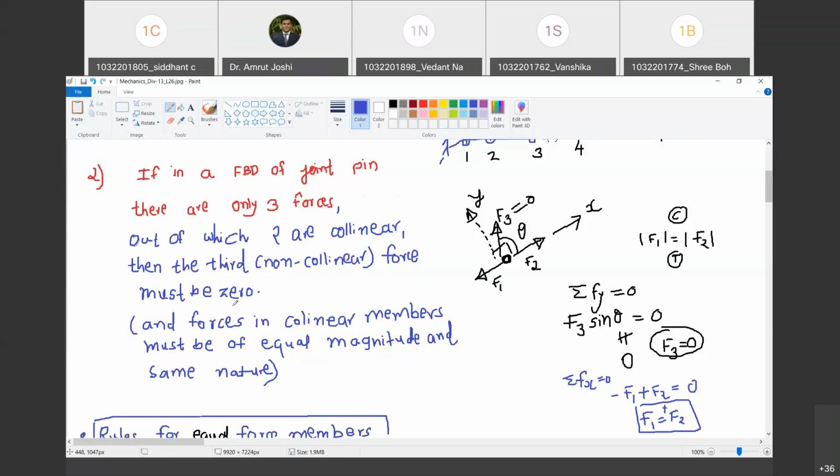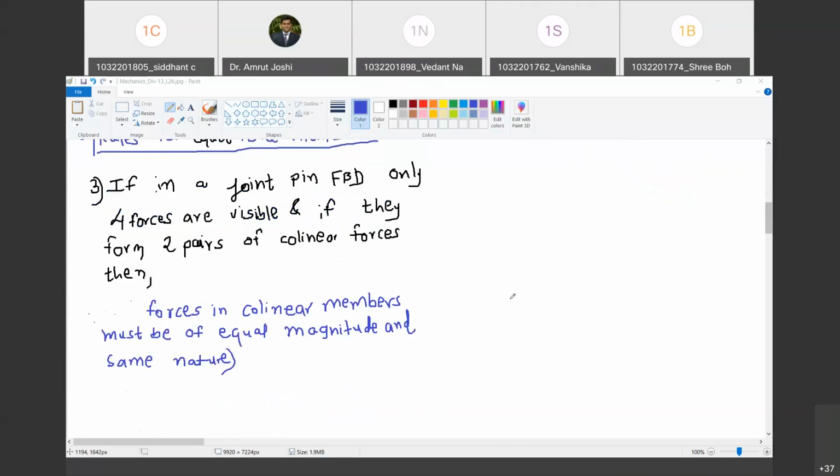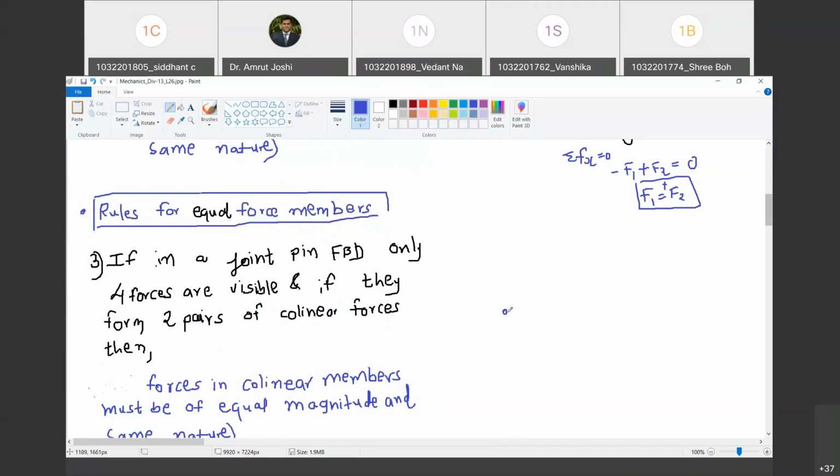Yes, sir. Okay. Now let us look at the last rule, and that is rules for equal force members. Are you with me? Yes, sir. What does this equal force rule say? Chalo, can you read this for me? If in a joint pin, a free body diagram, only four forces are visible, and if they form two pairs of collinear forces, then forces in collinear members must be equal of magnitude and same nature. Yes. So zara dekho, what does it say?